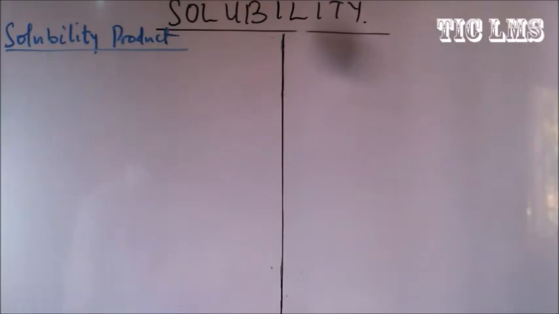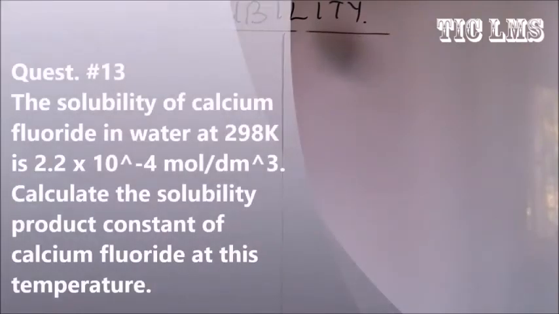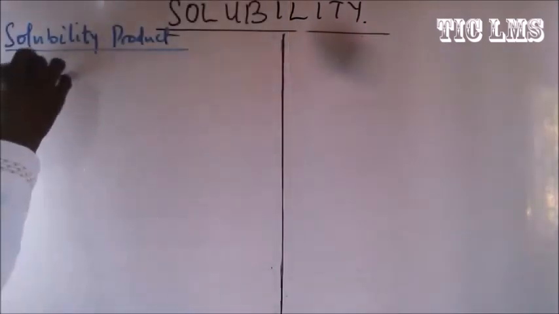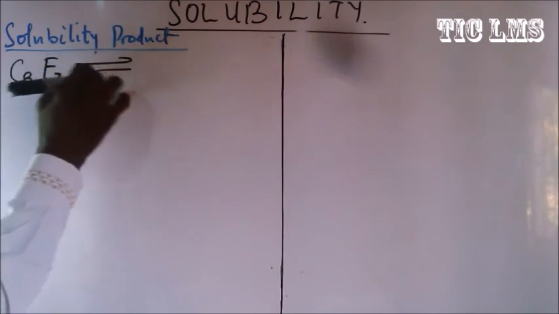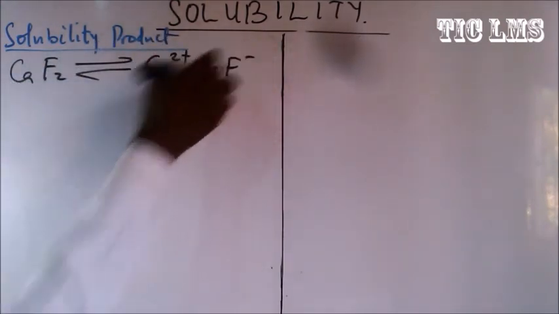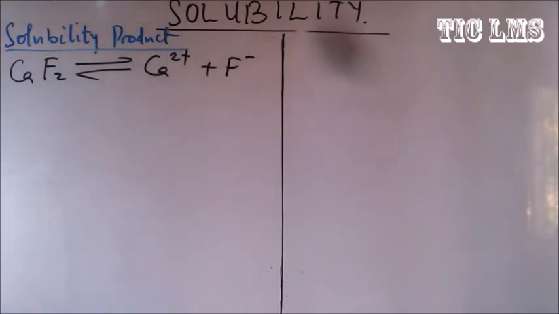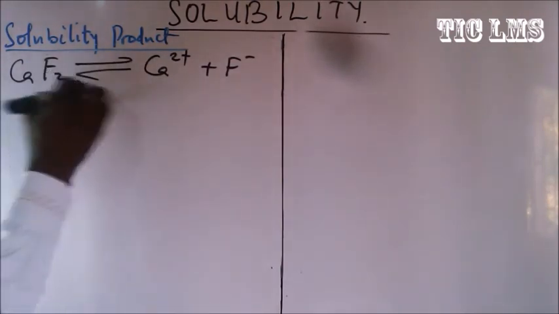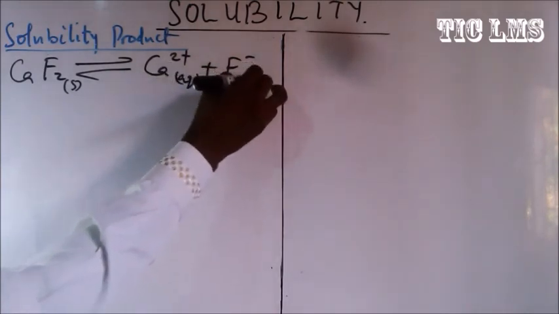Next question says the solubility of calcium fluoride in water at 298 Kelvin is 2.2 times 10 to the power of minus 4 mole per dm cubed. Calculate the solubility product constant of calcium fluoride at this temperature. So we have calcium fluoride, which dissolves in water to form Ca2 plus and fluorine minus. And here we have a solid, we have aqueous, and we have aqueous.